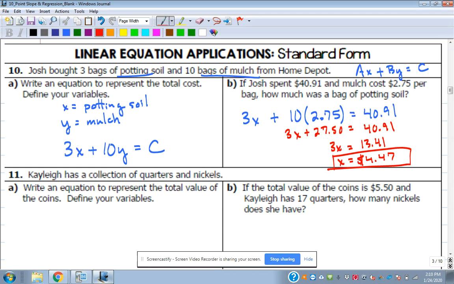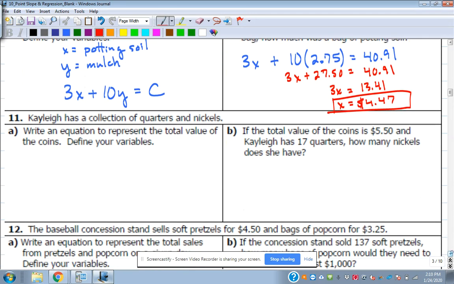Kaylee has a collection of quarters and nickels. And we want to write an equation to represent the total value of the coins. So I'm going to say X is quarters, Y is nickels, and C is the total value of the coins. So how much is a quarter worth? 25 cents, so 0.25X. How much is a nickel worth? 0.05Y equals how much they're worth. C, we don't know that.